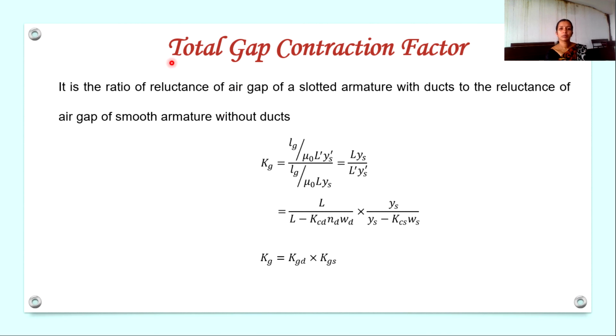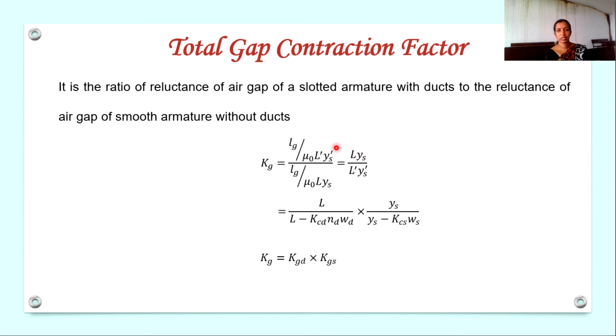So now another term known as total gap contraction factor. So it is the ratio of reluctance of air gap with slots as well as ducts to the reluctance of air gap of smooth armature without ducts. So total gap contraction factor is the ratio of reluctance of slotted armature with the ducts, both slot and duct present ആയ കേസിൽ reluctance of air gap to the reluctance of air gap without slots and ducts. സ്ലോട്ടും ഡക്റ്റും ഉള്ള കേസിലുള്ള reluctance of air gap to സ്ലോട്ടും ഡക്റ്റും ഇല്ലാത്ത കേസിലുള്ള reluctance of air gap.